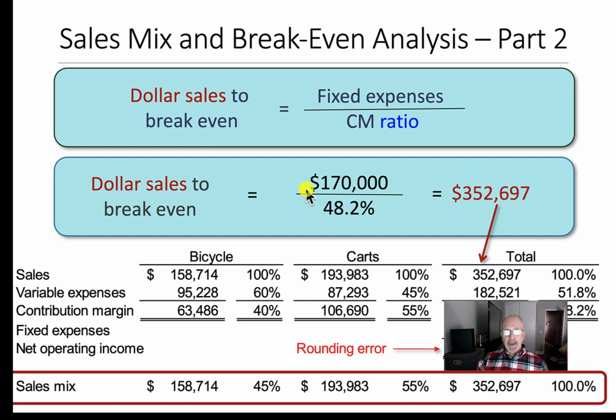Dollar sales to break even. 170,000 is our fixed expenses. We had a 48.2% contribution margin ratio for the company. So the break-even sales are 352,697.